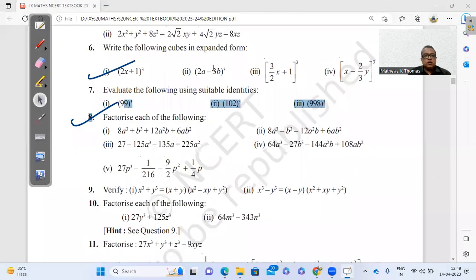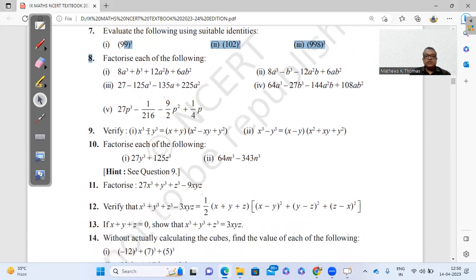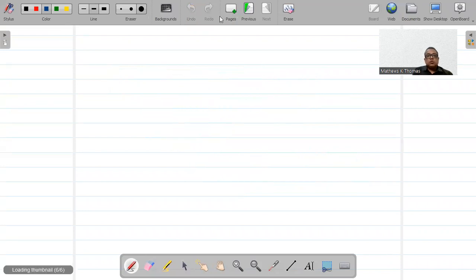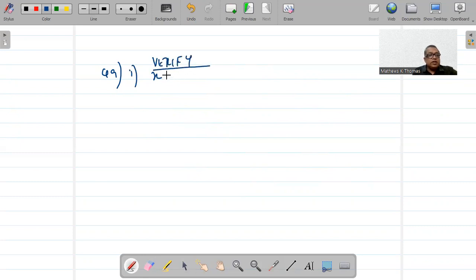So we go to the next question. We have already completed question number 8. Now we have to go to question number 9. That is verify these identities: x cube plus y cube is x plus y into x square minus xy plus y square. That is the first one. Right? This is the question.